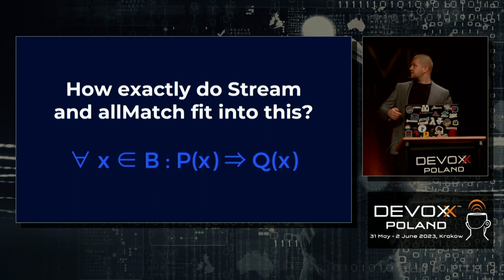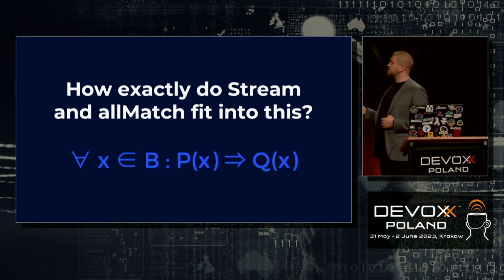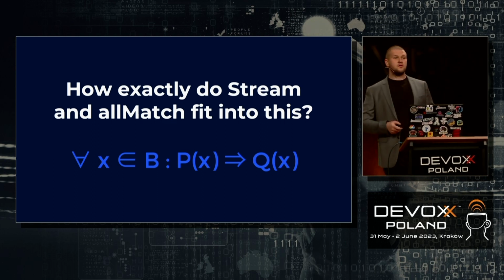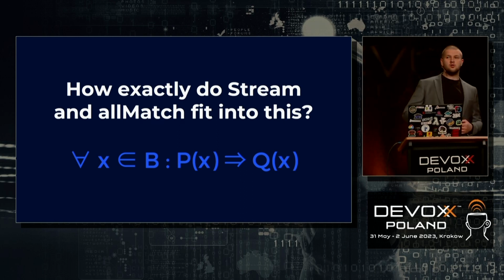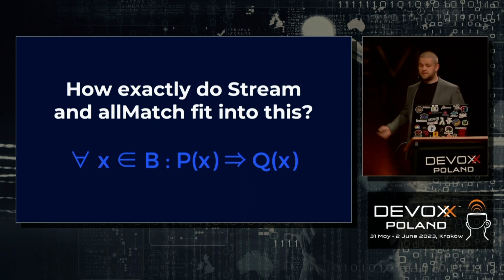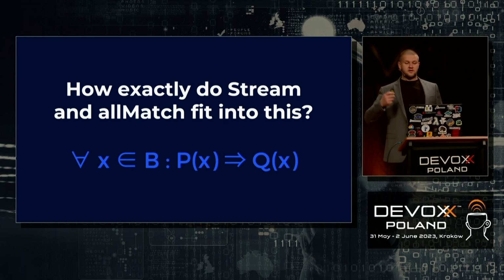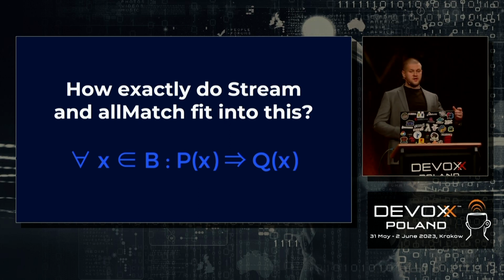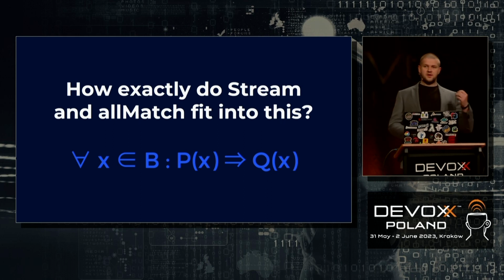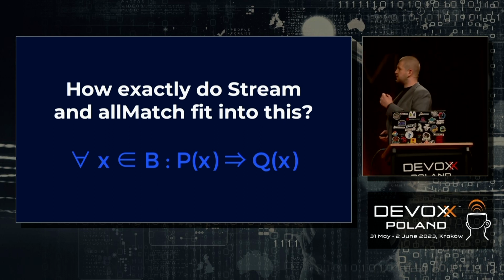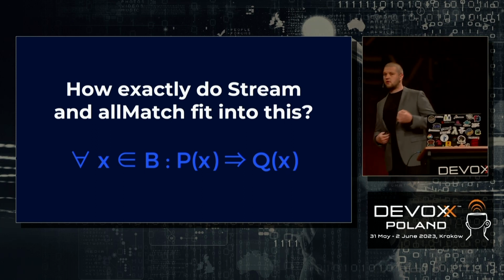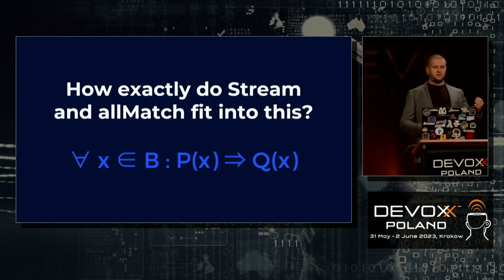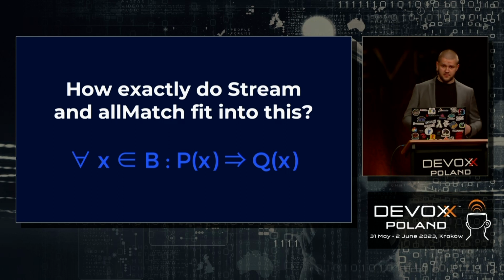Well, stream allMatch fits perfectly into the vacuous truth definition with the for all quantifier. And we can read it in a form like this. For all the elements of our stream B, if a predicate P is valid for all the elements of our stream, return true. As simple as that.